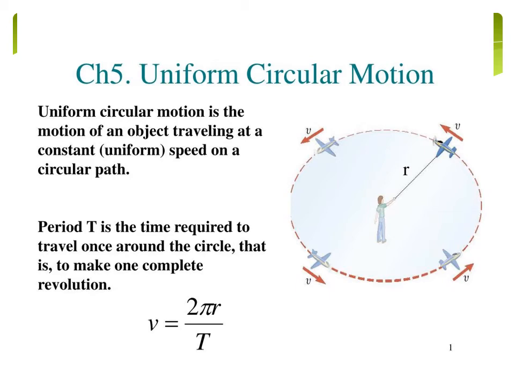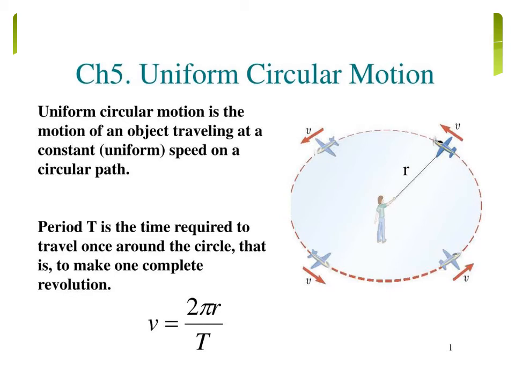This is because once the stone is released, it continues to move along the direction it has been moving at that instant. So this shows that the direction of motion changes at every point when the stone was moving along the circular path.